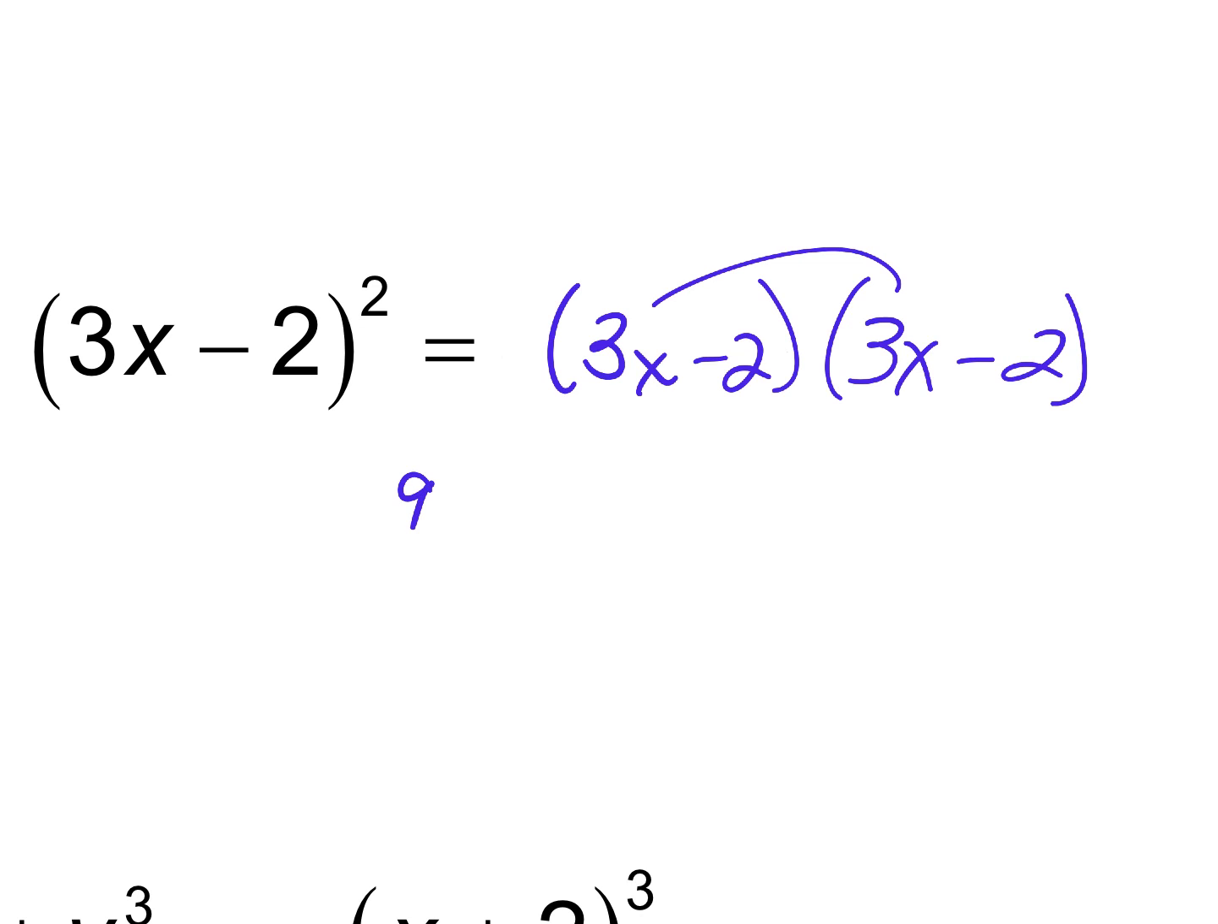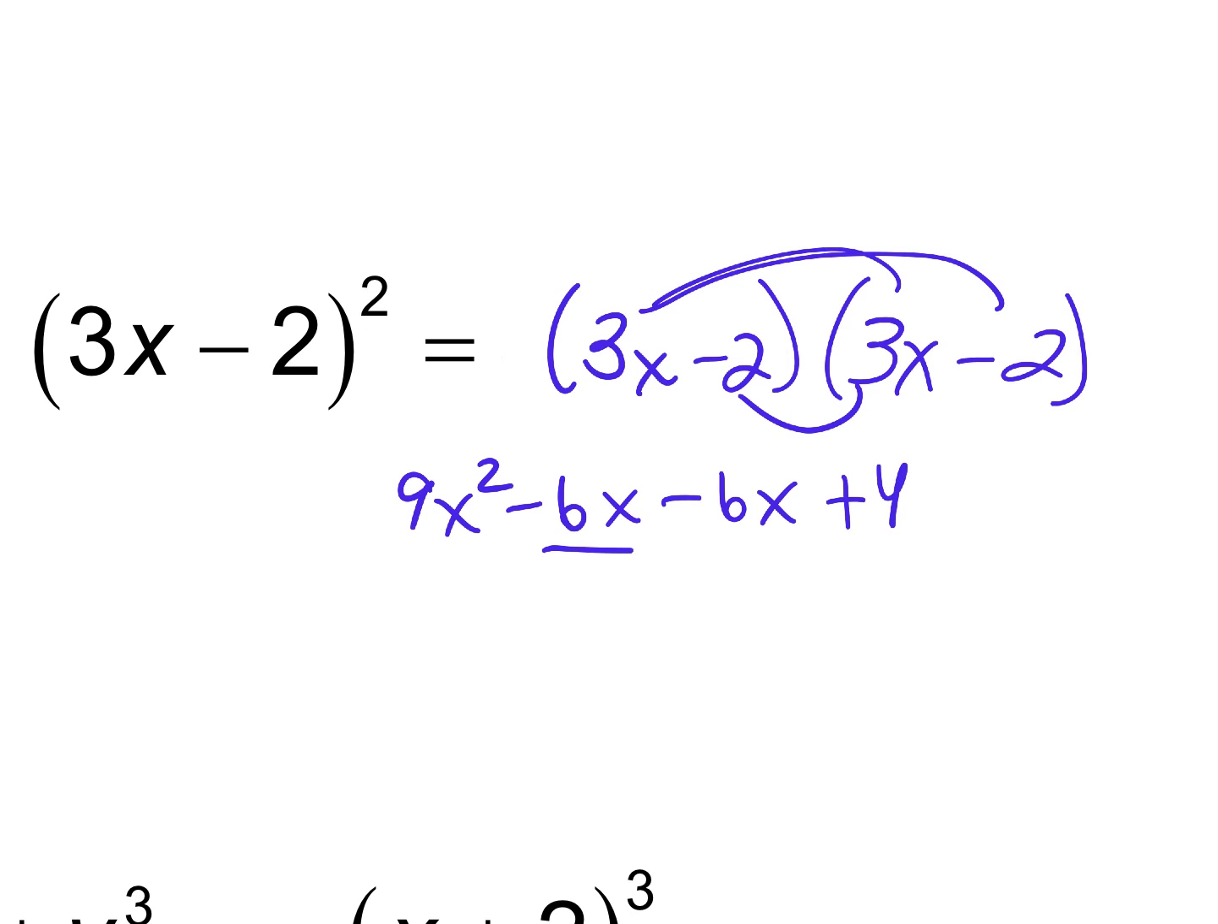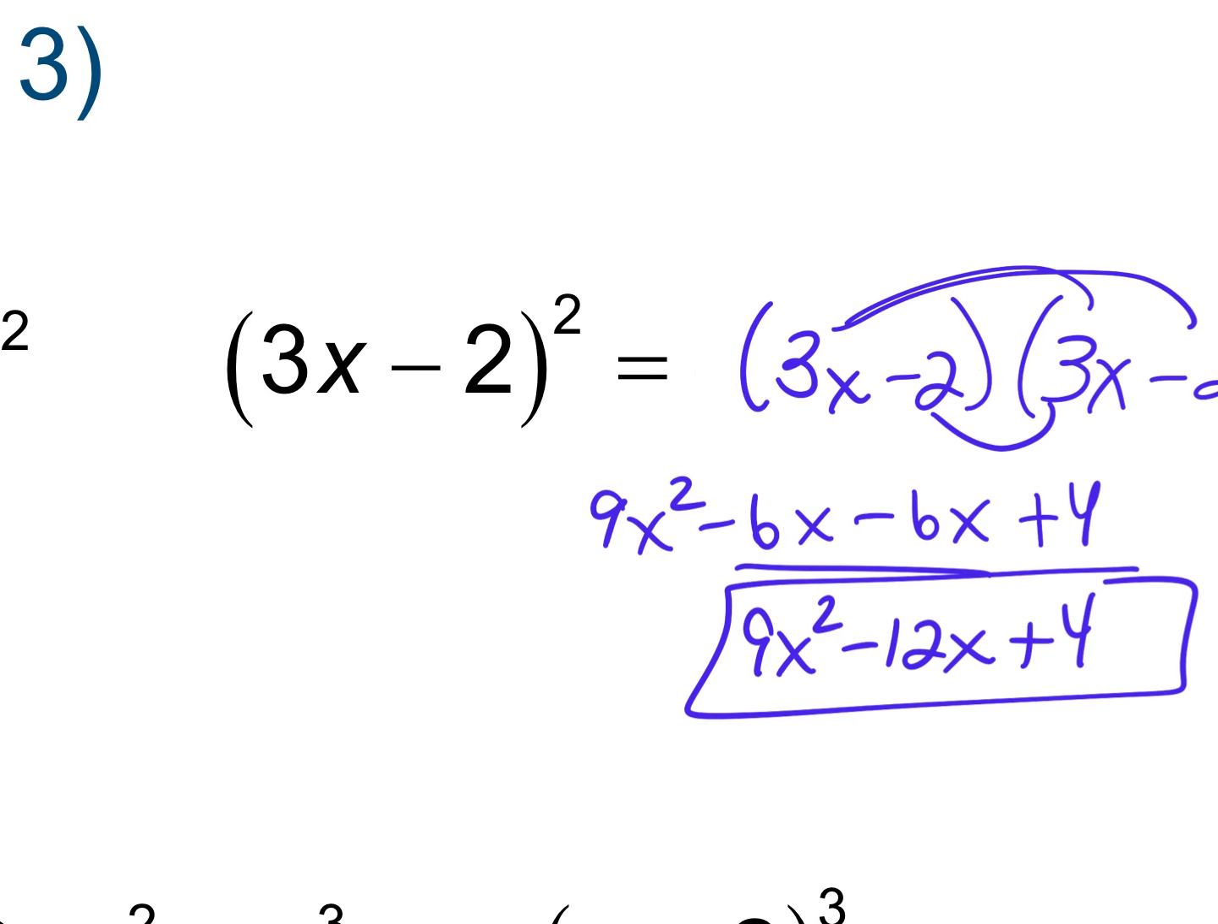3 times 3, 9x squared. 3x times negative 2 is minus 6x. Negative 2 times 3x is minus 6x. And then negative 2 times negative 2 is plus 4. Combine the middle terms. You have 9x squared minus 12x plus 4. Again, the middle terms do not cancel out because the middle sign is the same.